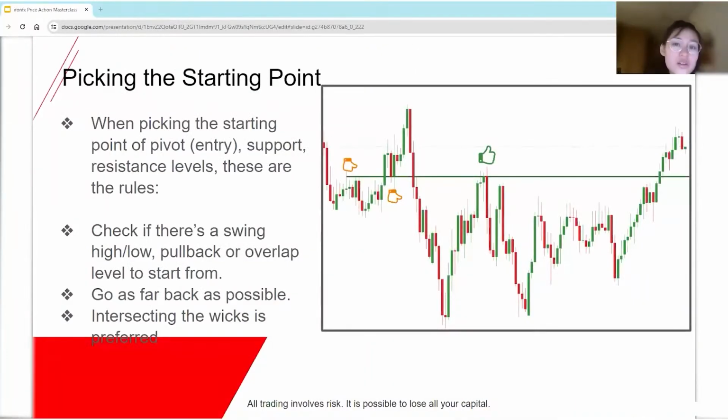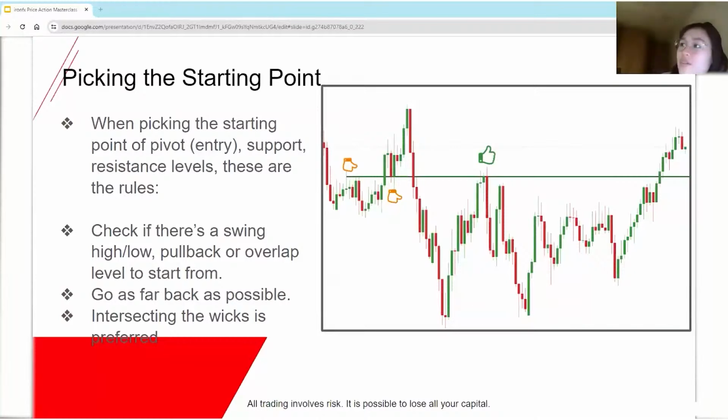Okay, so let's look at how to pick your starting point for your support and resistance and your entry exit levels. So when picking the starting point of pivot, entry, support, resistance levels, there are a couple of rules. Firstly is to check if there's a swing high or low, pullback or overlap level to start from. Next is to go back as far as possible without intersecting too many bodies of candlesticks.